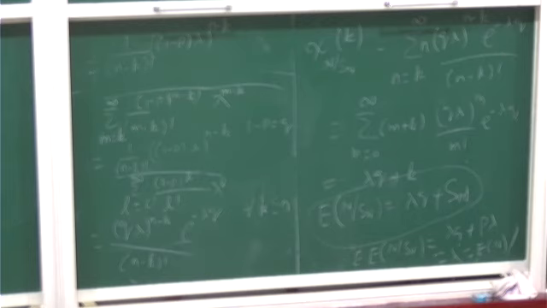E of g of x times E of y given x is equal to E of g of x times y. Okay. Part 2.